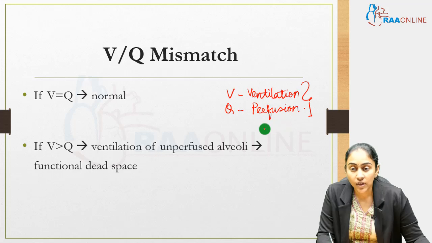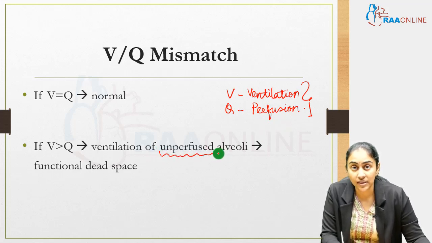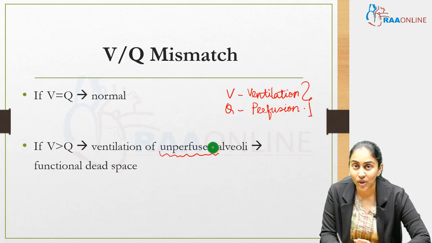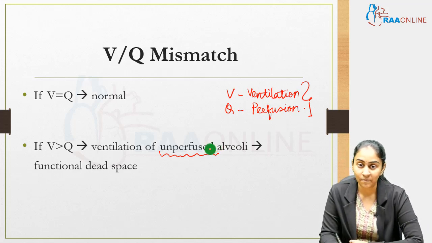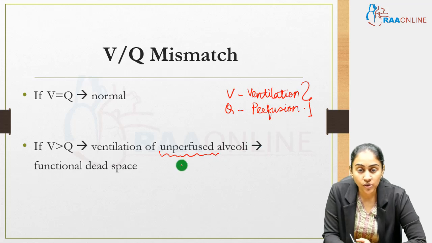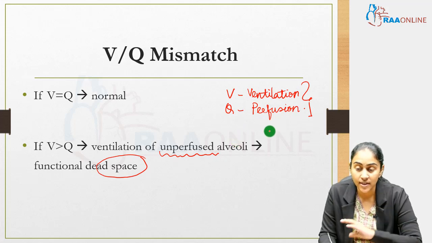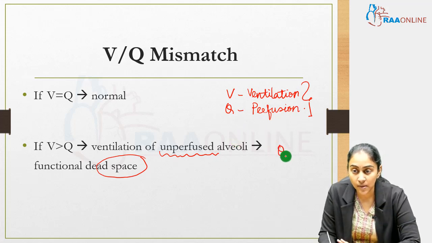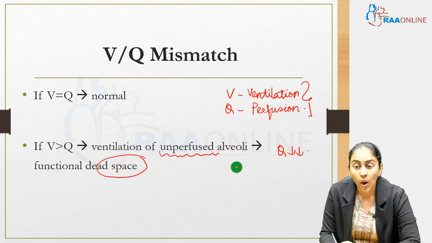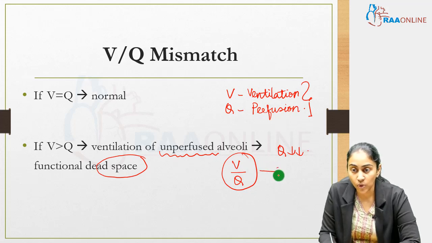So when Q is less, that means when perfusion is less, as we saw in the earlier image, there are a few alveoli which are not being well perfused. Now that is going to give rise to the dead space physiology. So remember, whenever there is a question which talks about a dead space physiology, that means the perfusion is low. When the perfusion is low, what happens to this VQ ratio? The denominator is low. Therefore, your ratio is going to increase. Remember that.